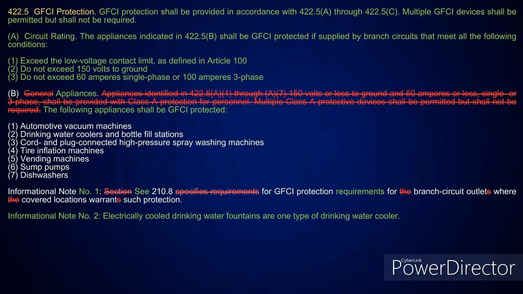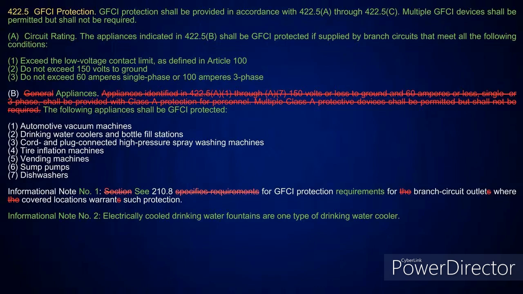C210.8 for GFCI protection requirements for branch circuit outlet where covered locations warrant such protection. Oh, that's interesting. So basically, it sounds like we have a little grudge war here. Well, there's another problem too, because there's a proposal to increase to 60 amperes on 210.8(F). I don't know how that's going to work.